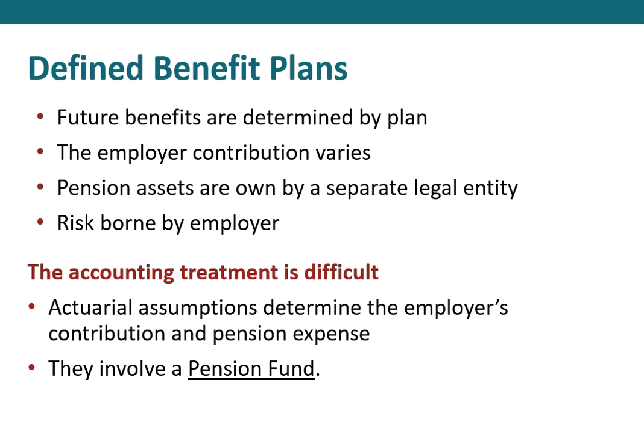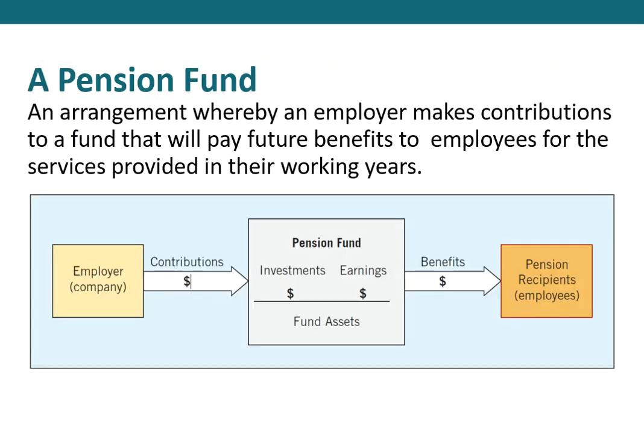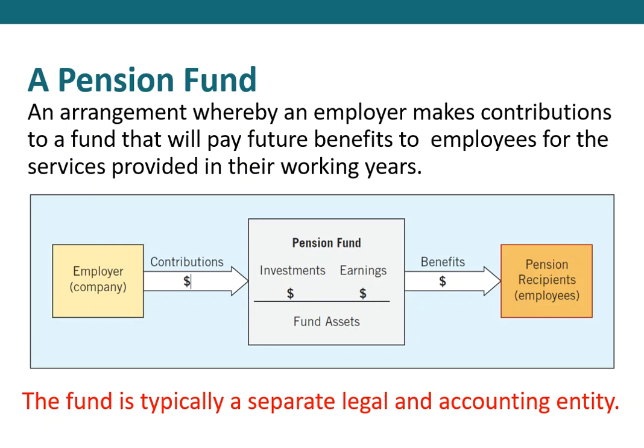Actuarial assumptions will determine the employer's contribution and the pension expense. And defined benefit plans also involve a pension fund. A pension fund is an arrangement whereby an employer makes contributions or payments into a fund, and that fund then is used to pay future benefits to employees for the services they provide during their working years. This fund is typically a separate legal and accounting entity.